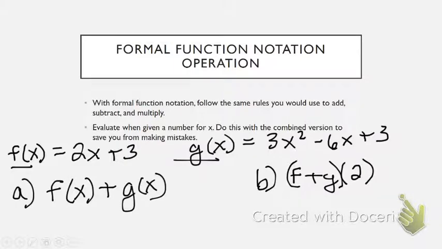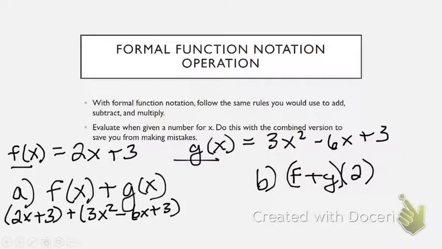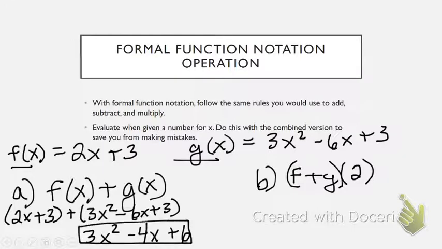F plus g of 2. You use your rules for evaluating. So let's get started. If I'm simply adding them first, you would combine like terms, okay? So if you need to, put it in parentheses and set it up like you've seen before. 2x plus 3 plus 3x squared minus 6x plus 3. This will simplify down to 3x squared minus 4x plus 6. And that is f of x plus g of x.